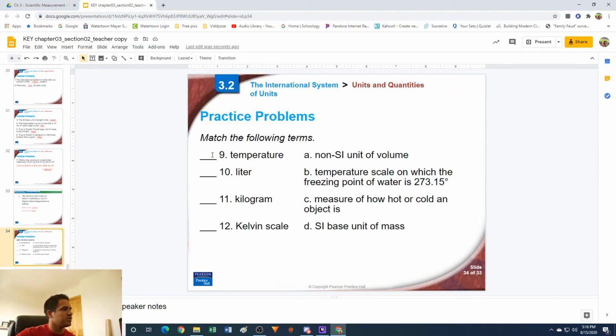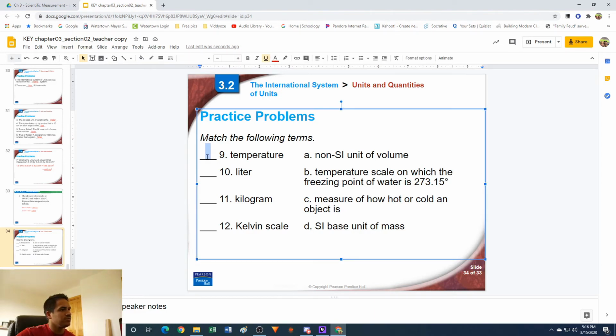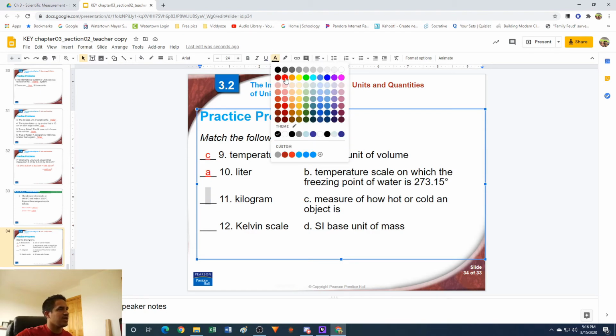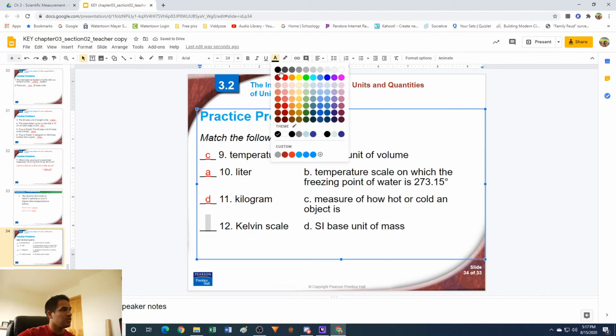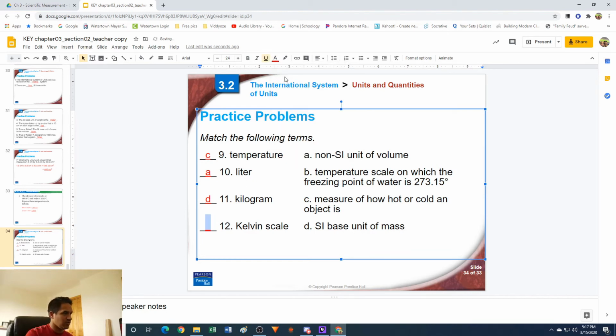All right, number 9, 10, 11, and 12. Match the following terms. So temperature. Temperature is a measure of how hot or cold an object is. So this would be letter C. Number 10, the liter is the non-SI unit of volume. So the liter, of course, measures volume, but it is not part of the SI system. Number 11, the kilogram is the SI base unit of mass. So that one is D. And that means that number 12 leaves us with letter B as our answer. The Kelvin scale, temperature scale on which the freezing point of water is 273.15. And technically there's no degree.